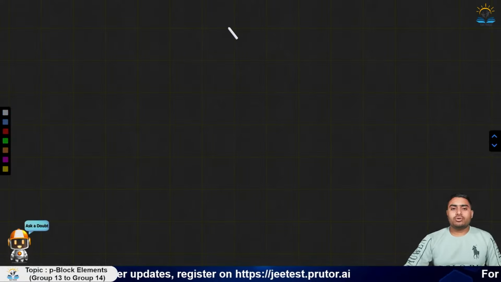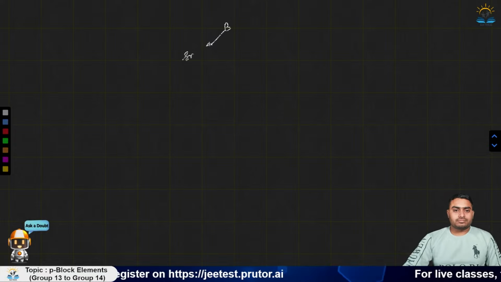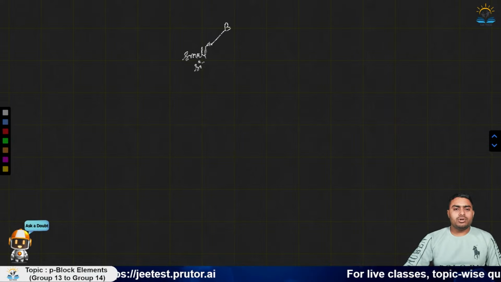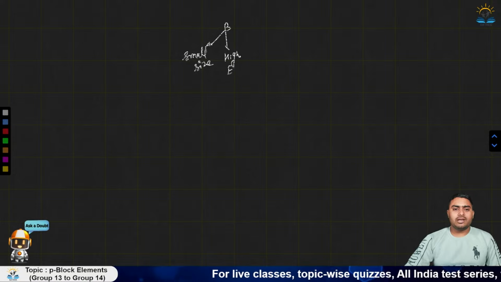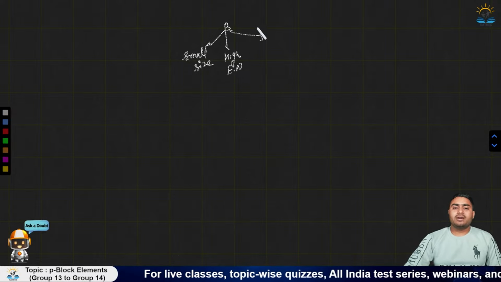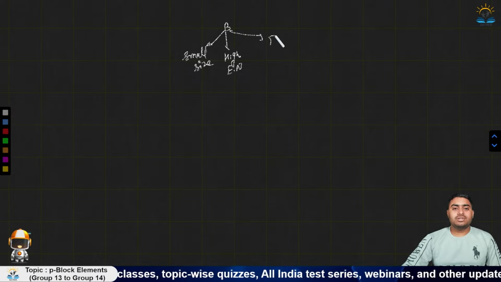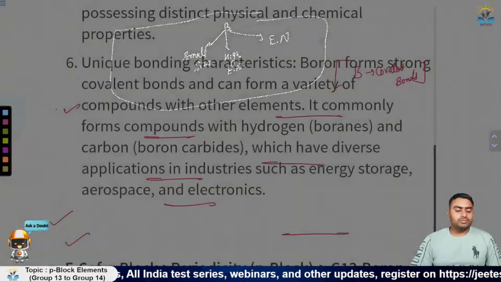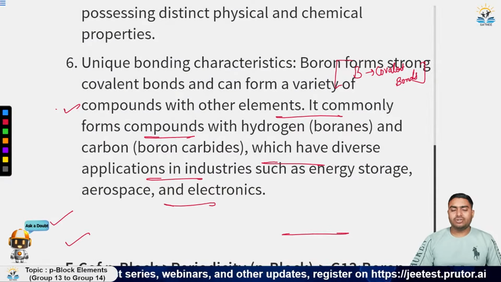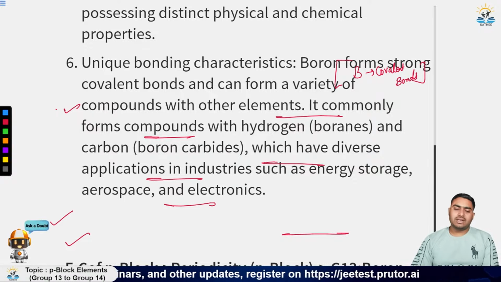So basically boron has small size, high electronegativity among all elements, okay, and electronic configuration, right? So these are some points of boron, right, and due to which it shows unique nature, unique behavior apart from other elements.